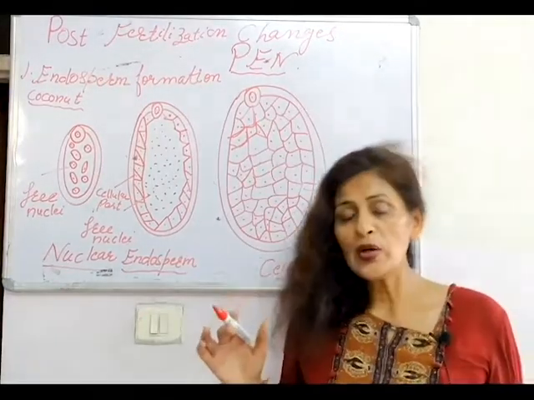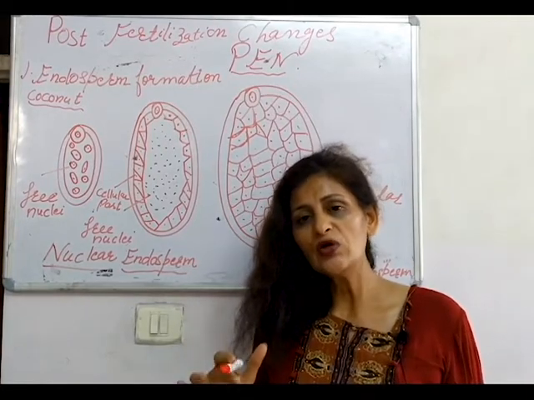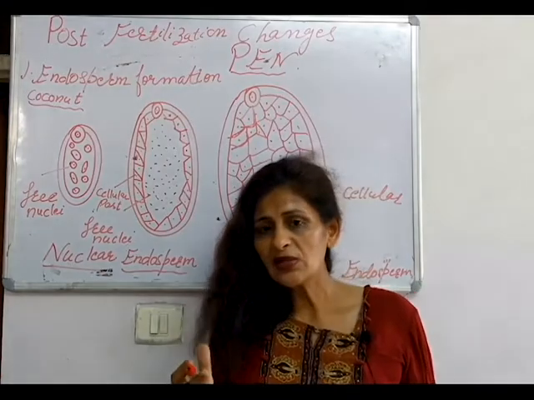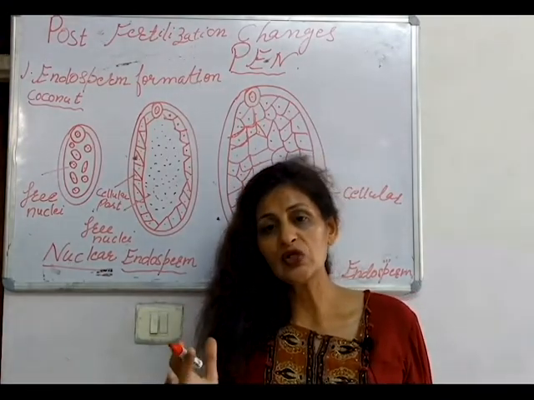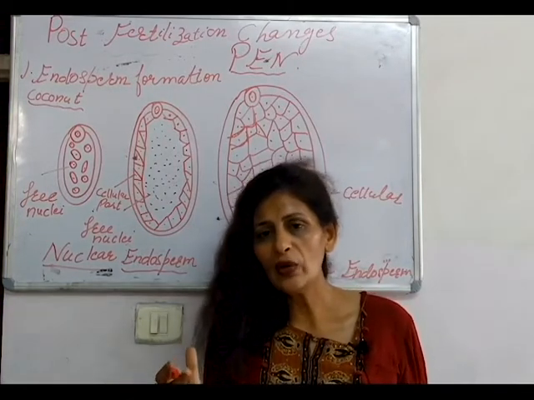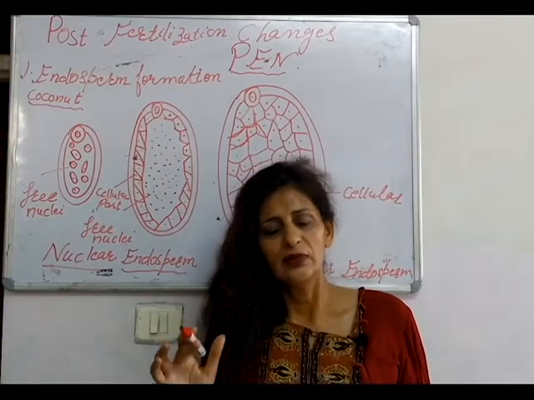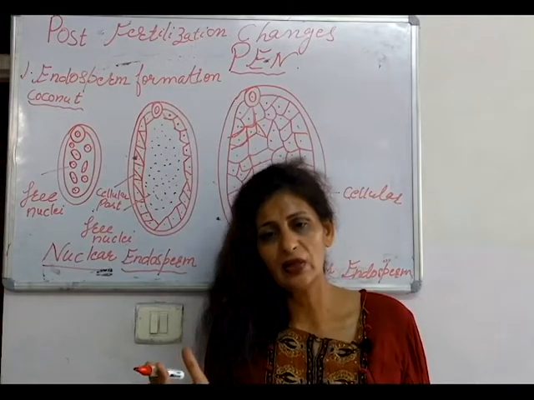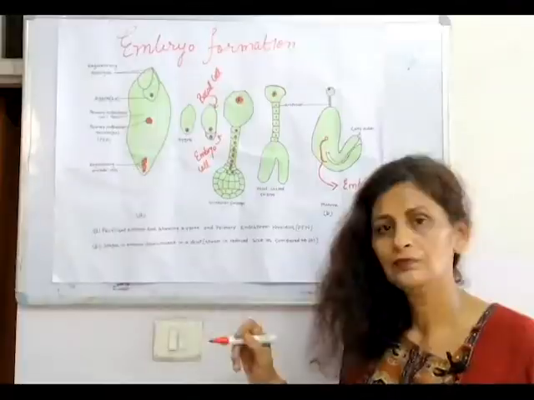Second are non-endospermic seeds. Non-endospermic seeds are those in which endosperm is consumed by the developing embryo. So in that case, where is food stored? In those seeds, food is stored in their cotyledons. So those are called non-albuminous or non-endospermic seeds. And this is a special feature of dicots like wheat and rice. You have seen that their cotyledons are very prominent.